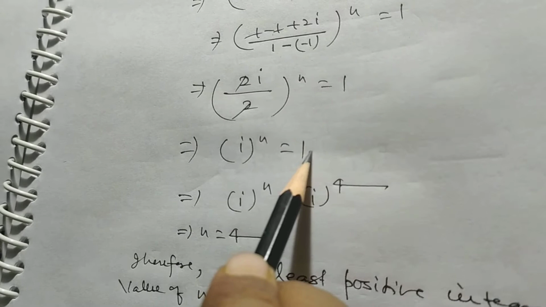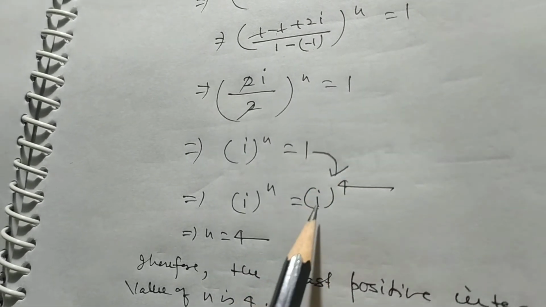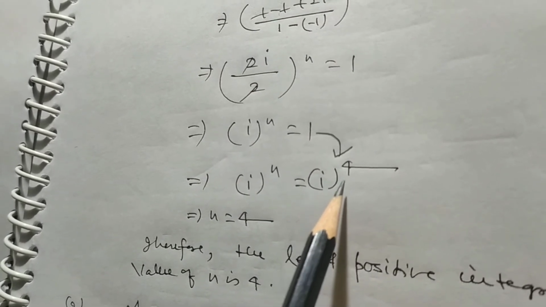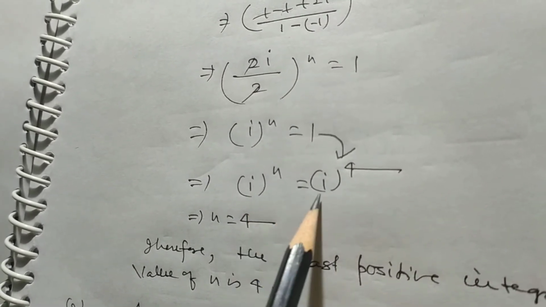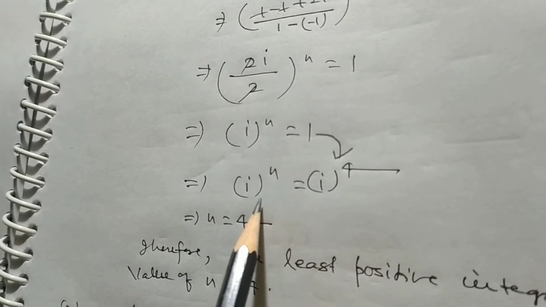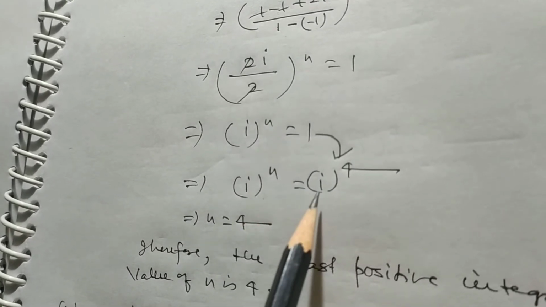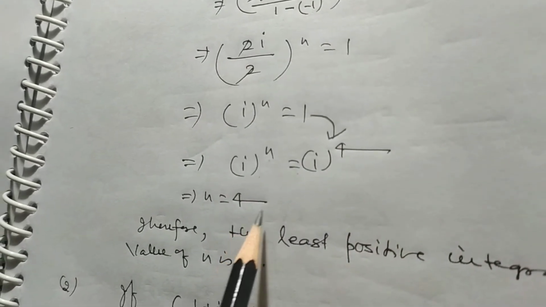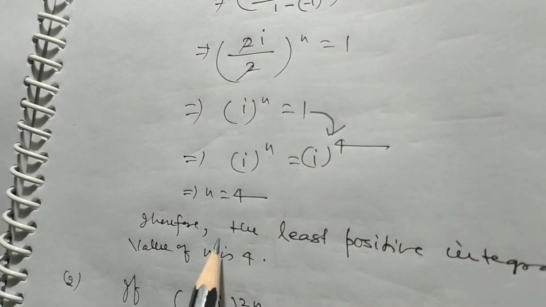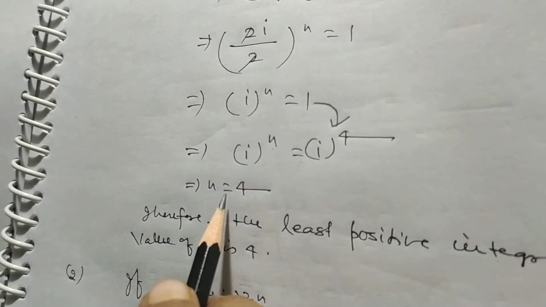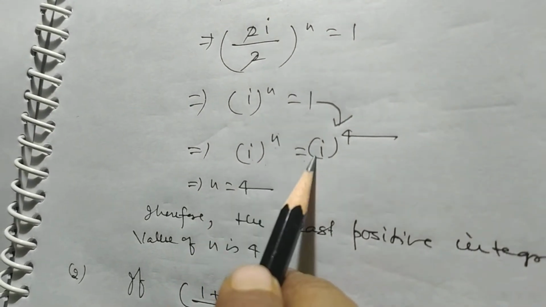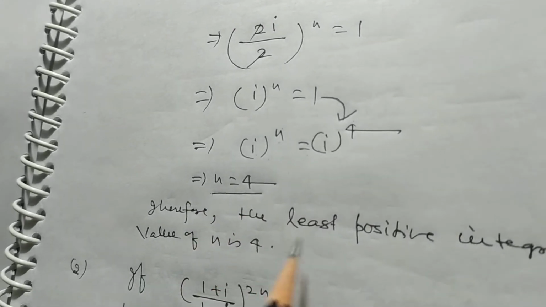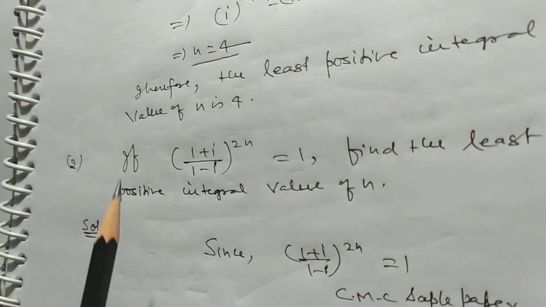Now we convert 1 as i to the power 4, because when the base of both sides is the same, then the power will be equal. So in this way we apply this concept here, and i to the power n is equal to i to the power 4. So the value of n is equal to 4. Therefore the least positive integral value of n is 4.